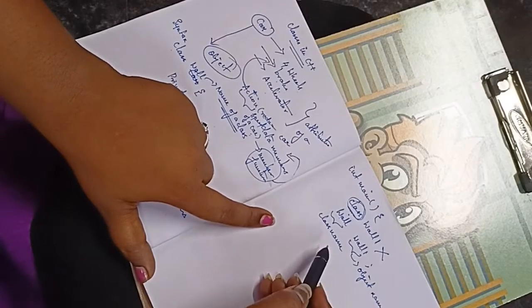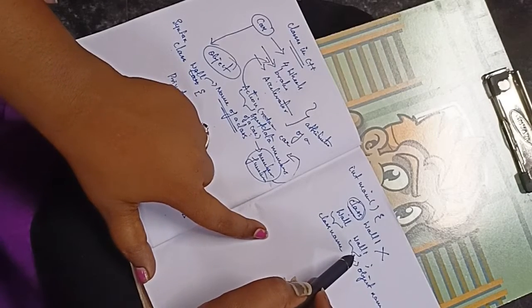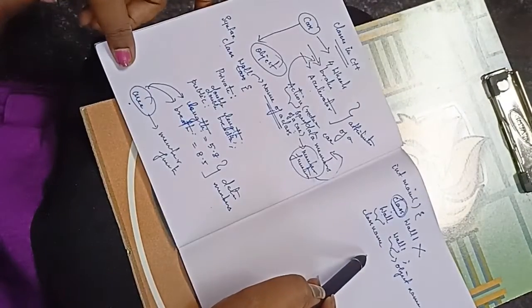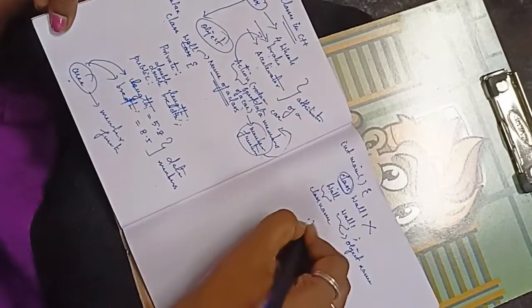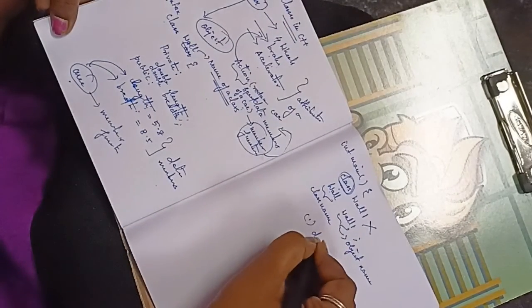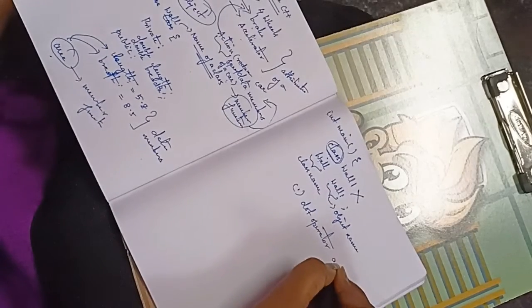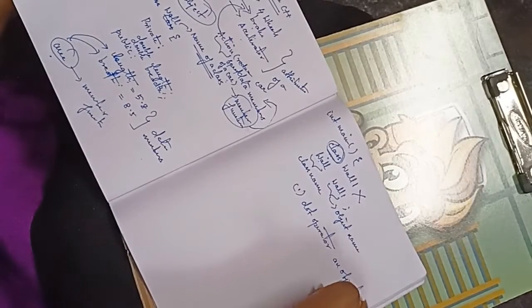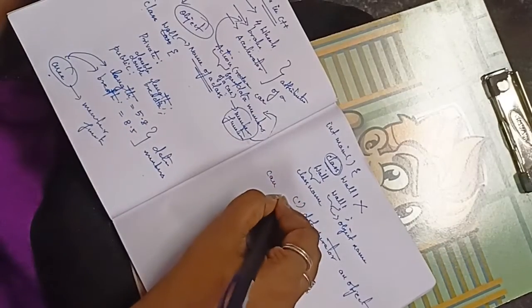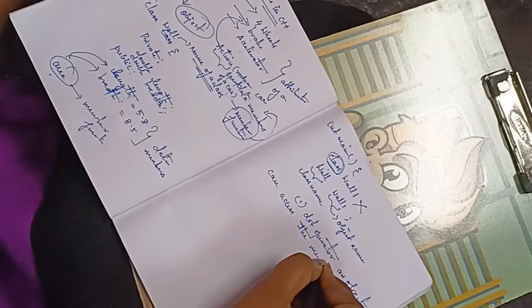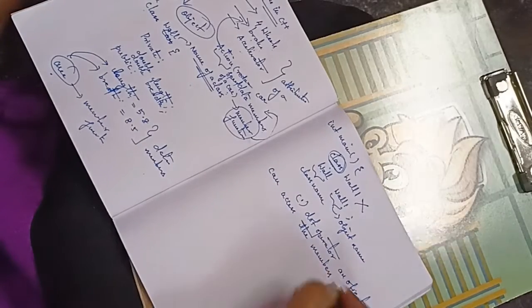So I can access the members of the class. An object can access the members of a class with the help of the dot operator. Using this dot operator, an object can access the members of a class, the data members or attributes of a class.